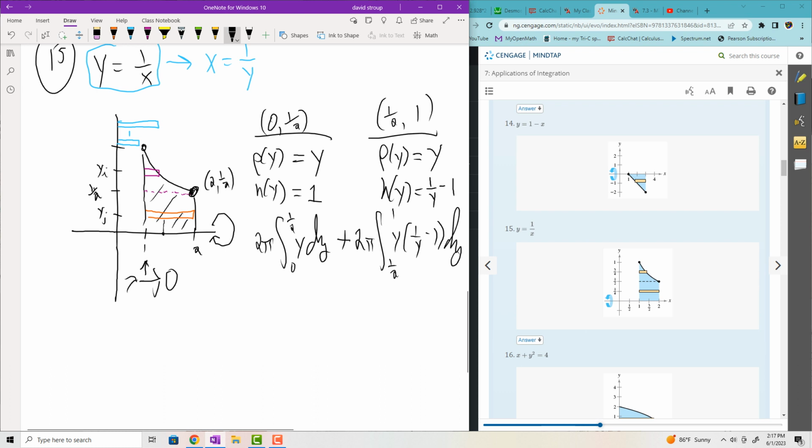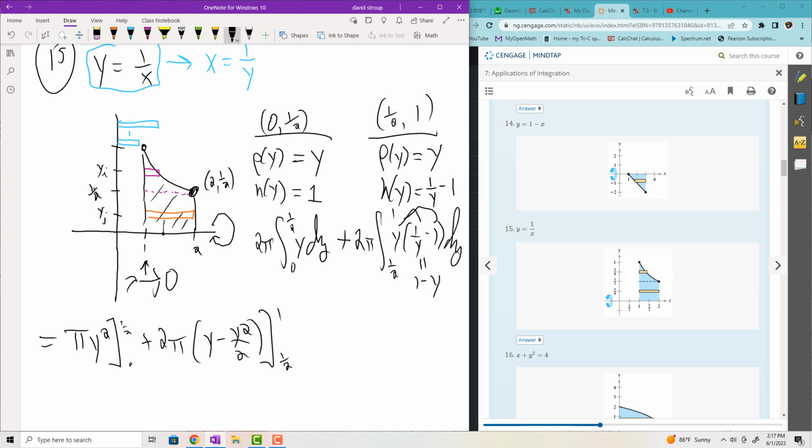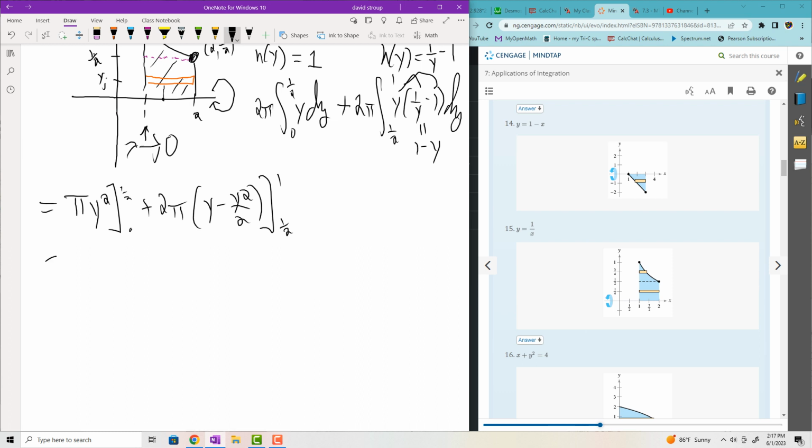All right, so evaluating these things, what do we get? It's 2 pi times y squared over 2, which is just going to be pi times y squared, evaluated from 0 to 1/2. Plus 2 pi, if I distribute over here, the resulting function is going to be 1 minus y. Integrating that, I have y minus y squared over 2, and then I need to evaluate that from 1/2 to 1. Evaluating the antiderivative at the limits, I get pi times 1/2 squared minus pi times 0. So pi times 1/2 squared is 1/4. And then plus 2 pi times, plugging in 1, I get 1 minus 1/2. And then minus, plugging in 1/2, I get 1/2 minus 1/4 divided by 2, which is 1/8.